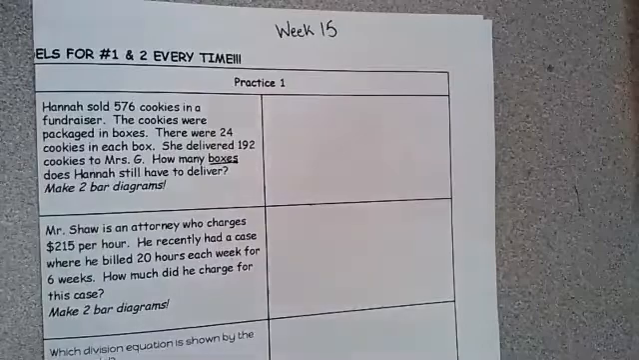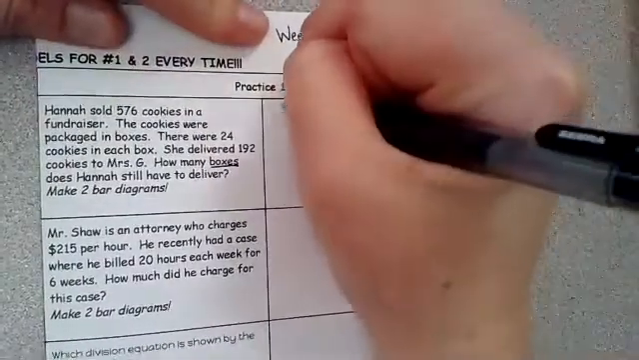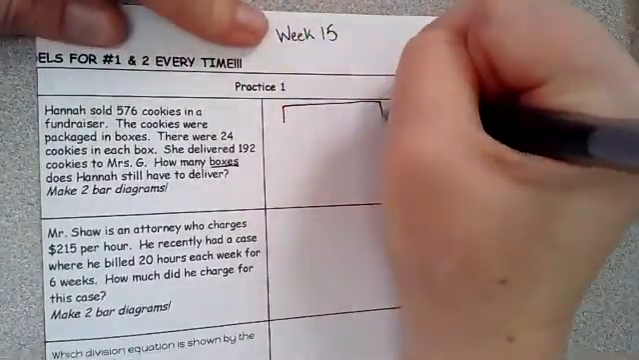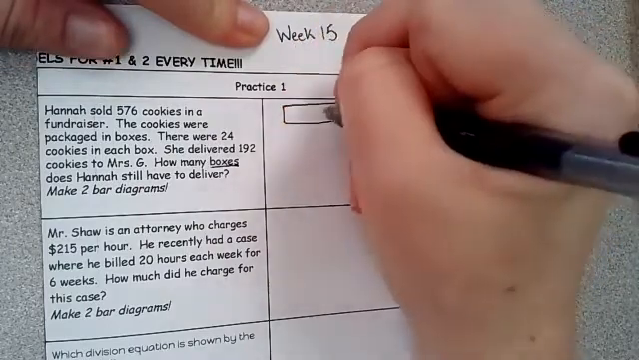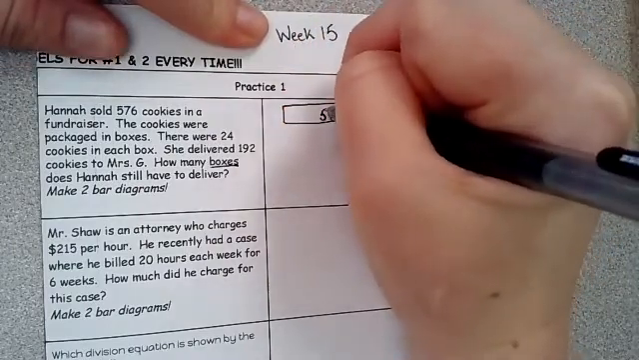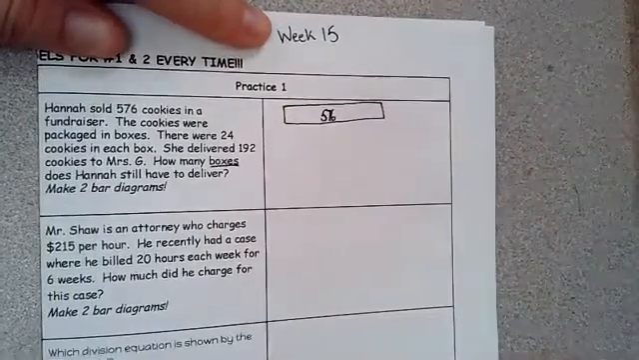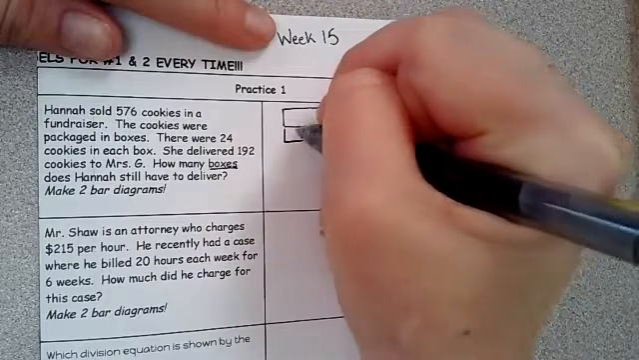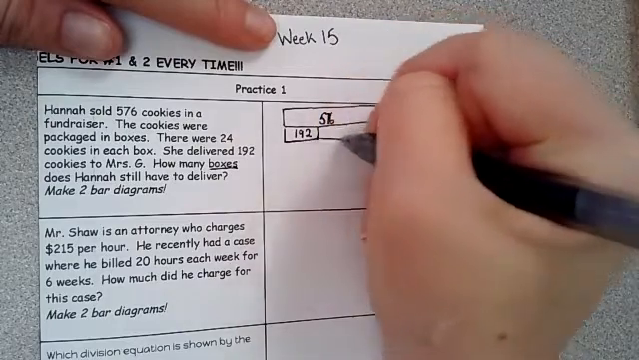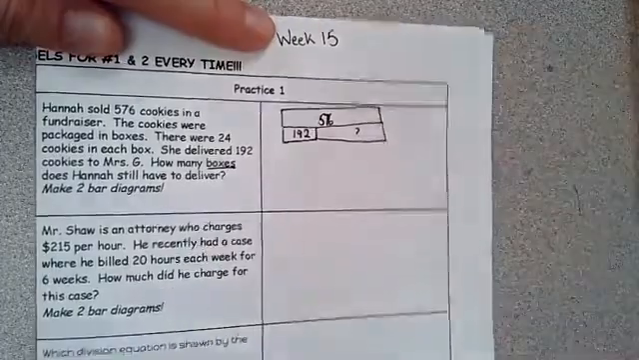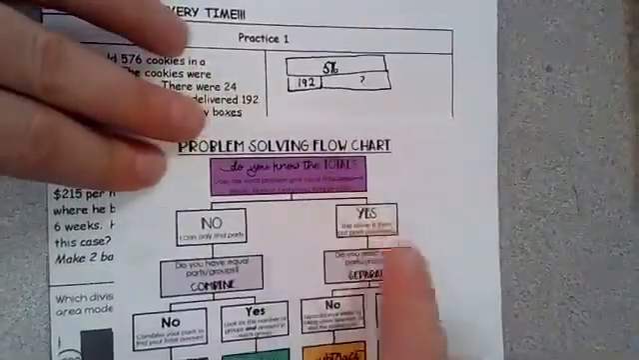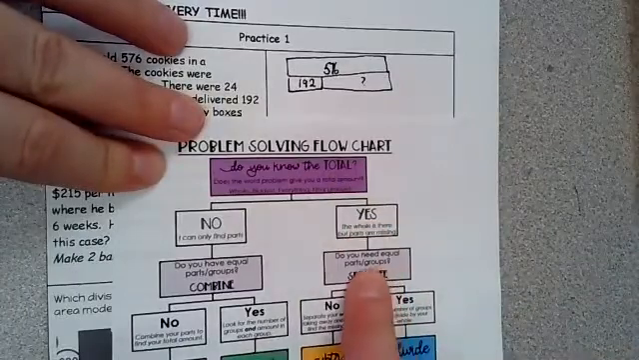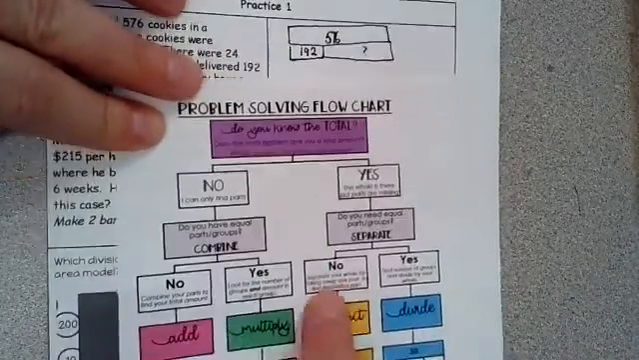Okay, we're going to make 2 bar diagrams. First, let's start with the total. Make your bar diagram. Hannah has 576. Okay, she has 576, but she delivers some. She delivers 192 to Miss G. So how many cookies does that leave me dealing with? Do I know the total? Yes, I do. Do I need equal parts? No, I do not. So that means I subtract.